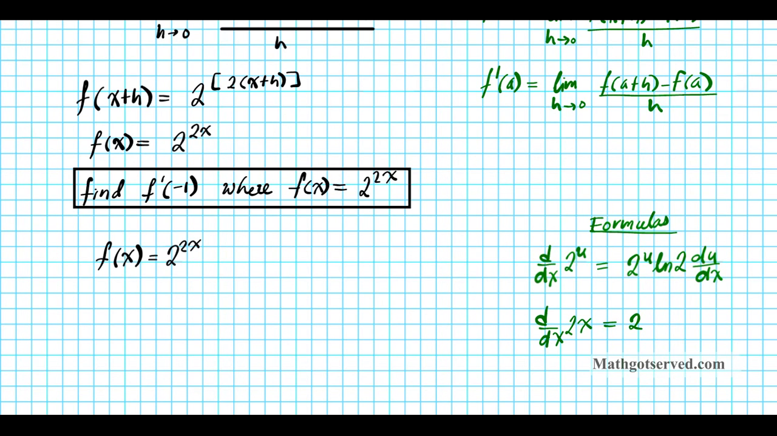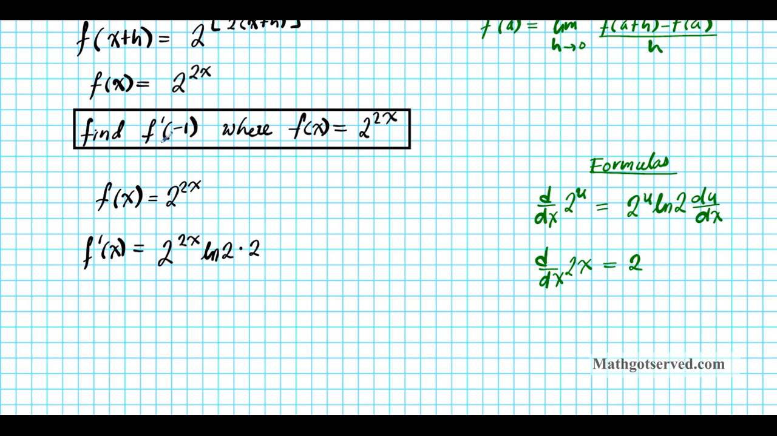So we can see that f prime of x is going to be 2 to the u ln 2. U in this case is 2x, so it's going to be 2 raised to the 2x ln 2. du dx is the derivative of 2x, and we already found out what that is, which is 2. So times 2. Okay? Alright, so we're asked to find the derivative at -1.